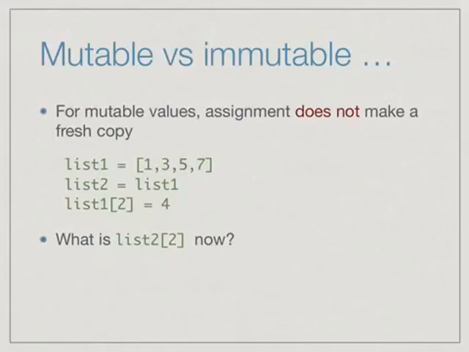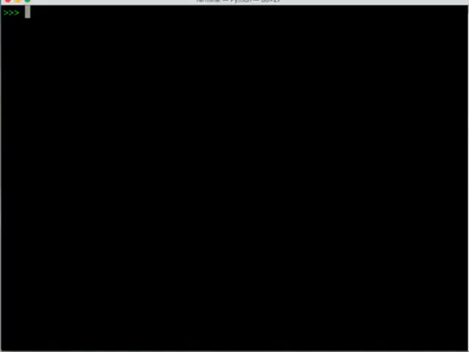Is list 2 the same as before, namely 1357, or has list 2 also become 1347 like list 1? So let us see what happens in the interpreter. Let us run this example in Python. So we say list 1 is equal to 1357, list 2 is equal to list 1. So list 2 is indeed 1357.